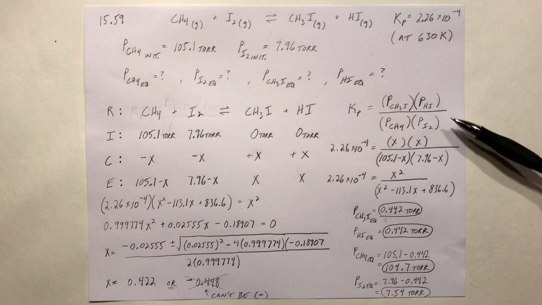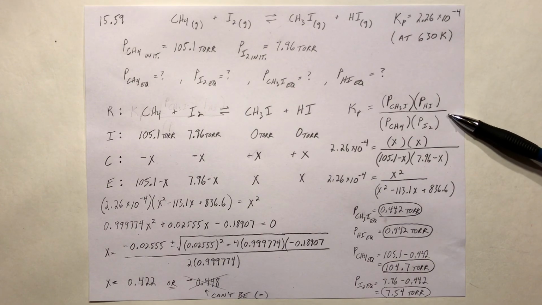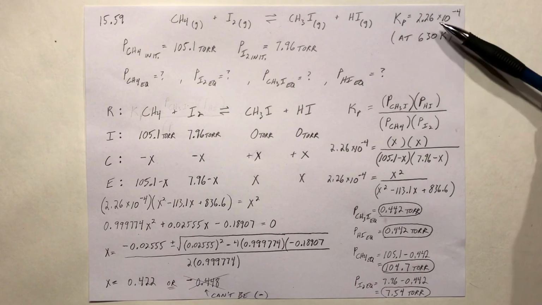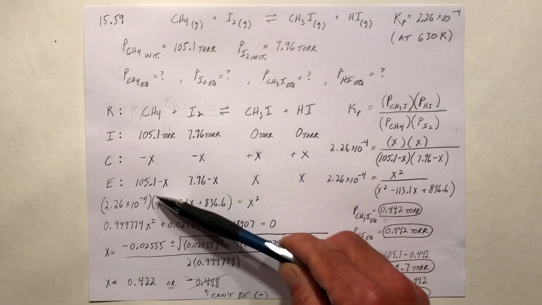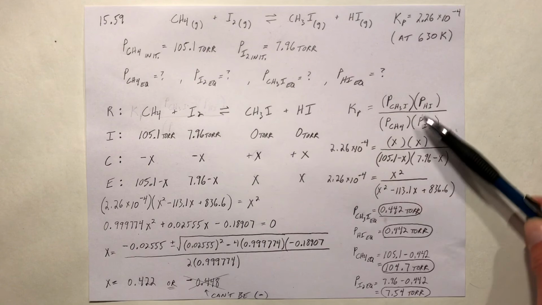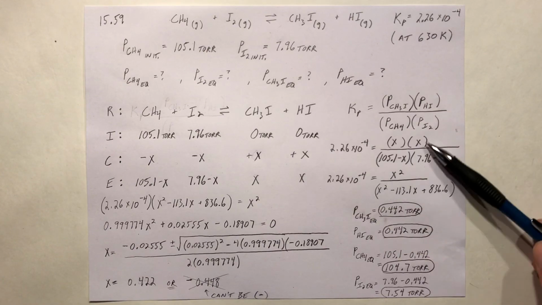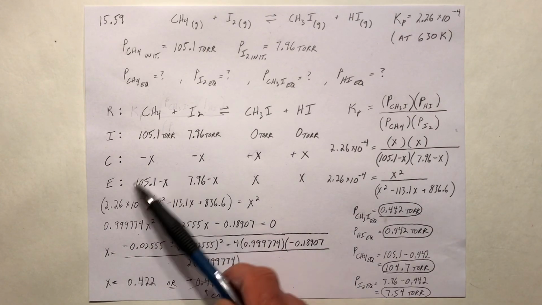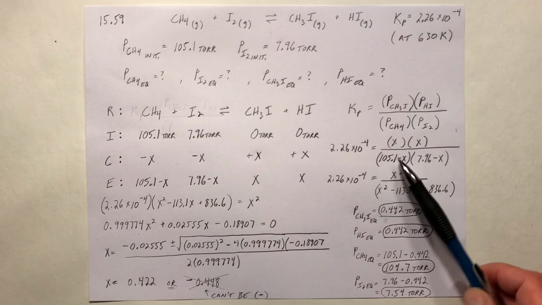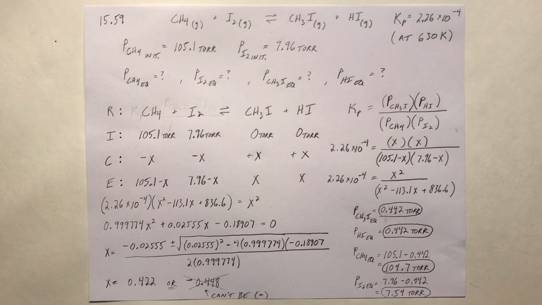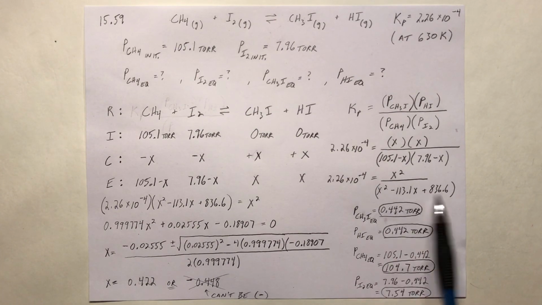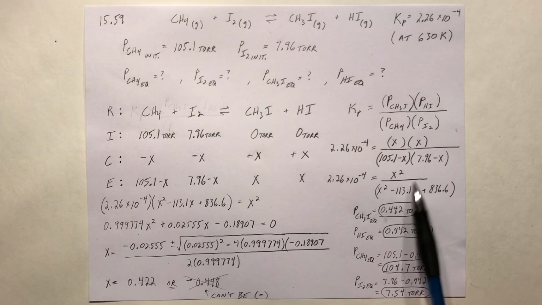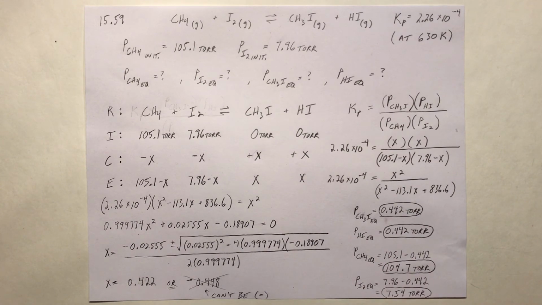So we know this is our equilibrium constant expression. Plug in the Kp value that we know. Plug in x here for this chemical, and x here for this chemical for pressure. Plug in this for the pressure of CH4 and this for the pressure of I2. Combine this denominator so it looks like this. And then x times x is x squared in the numerator.